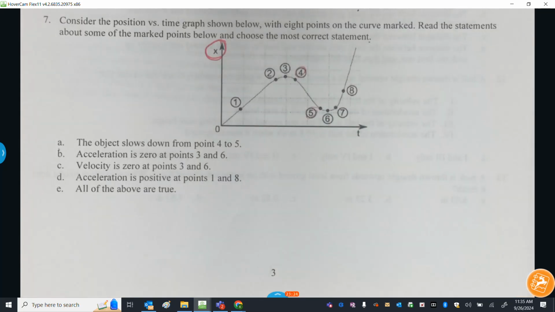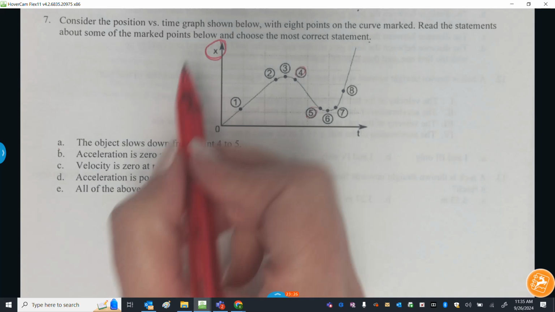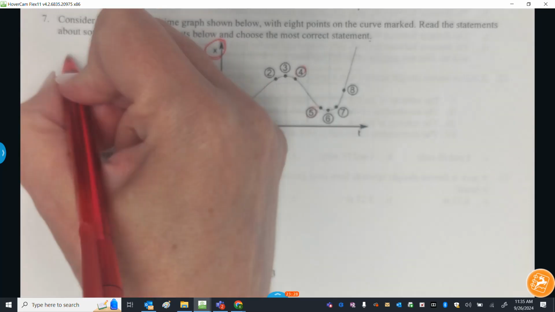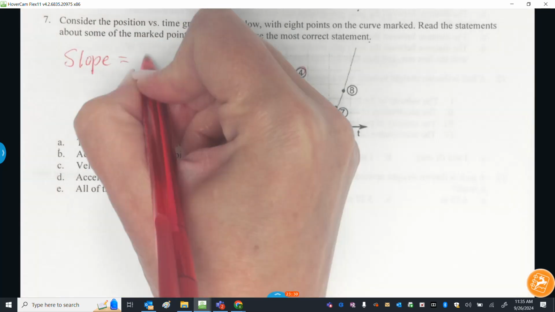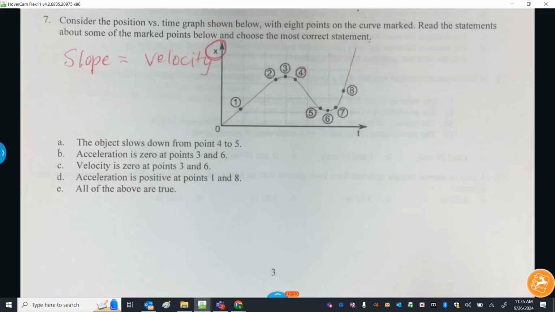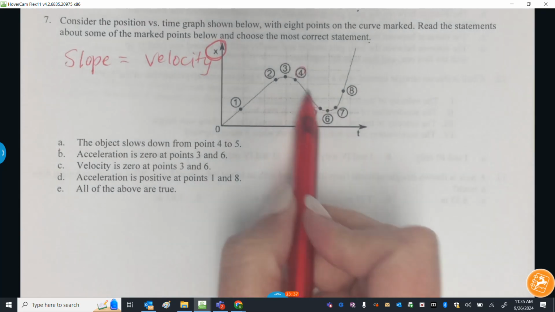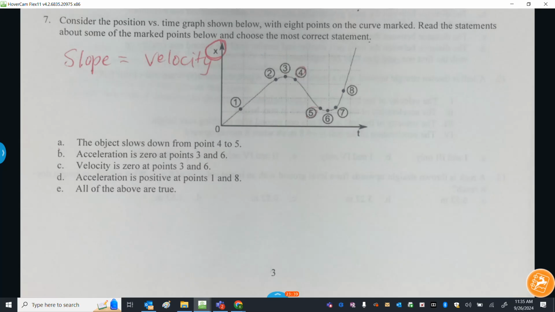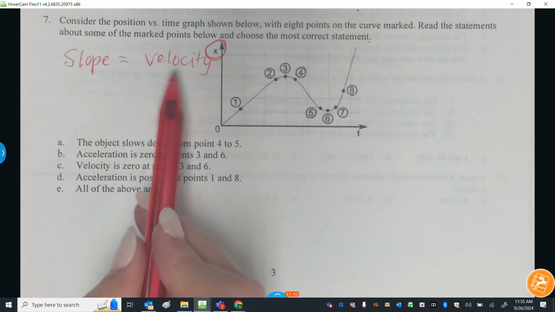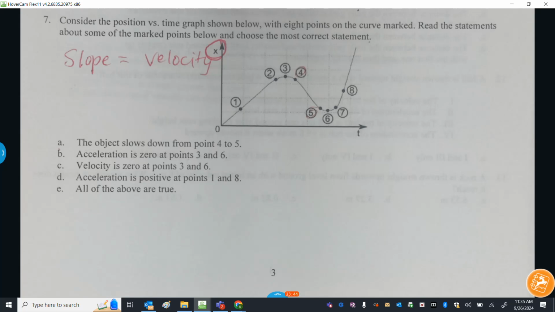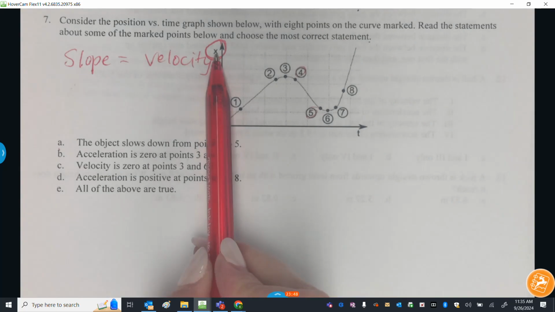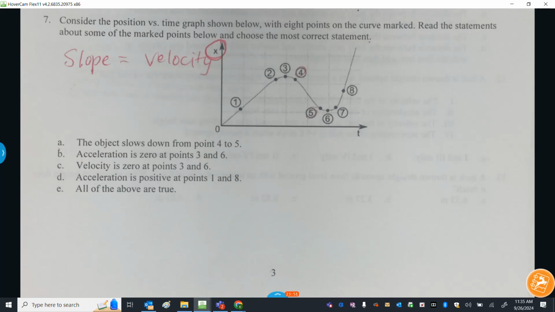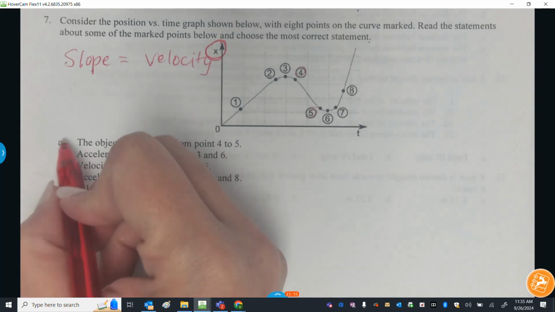I don't see slowing down here because remember, on a position time graph, slope is velocity. Again, you have to remember that. My slope here looks pretty straight, which would mean a constant slope and thus a constant velocity, meaning I'm not slowing down. Remember, slowing down or speeding up, acceleration on a position time graph means you have to have a changing slope, and that's going to look like a curve. I don't have a curve here, so it's not going to be A.